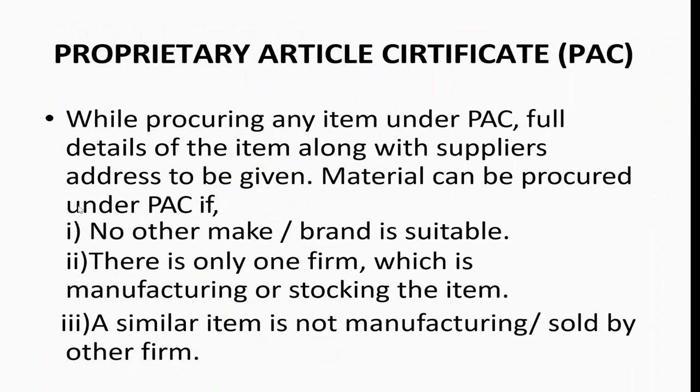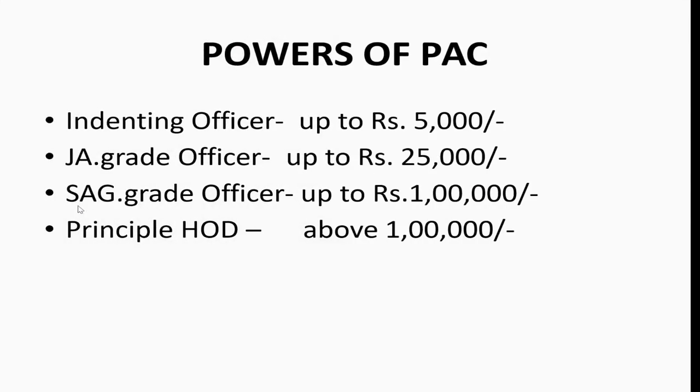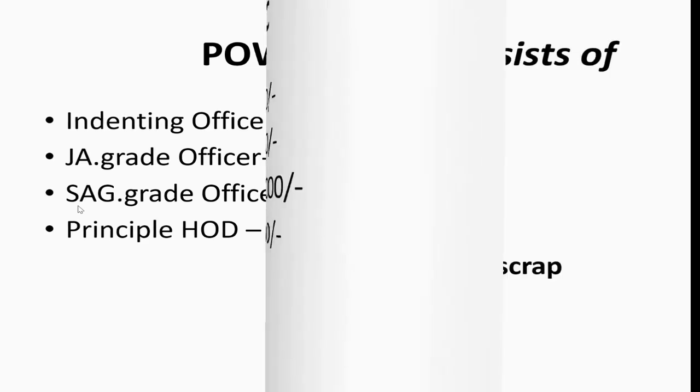Material can be procured under PAC if no other make or brand is suitable, there is only one firm which is manufacturing or stocking the item, and a similar item is not manufactured or sold by another firm. Powers of PAC: indenting officer up to 5,000 rupees; JAG grade officer up to 25,000 rupees; SAG grade officer up to 1 lakh rupees; Principal HOD above 1 lakh rupees.